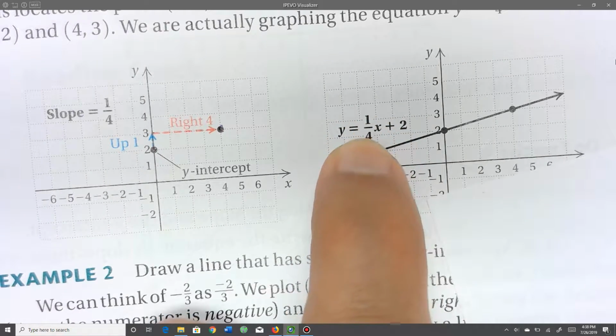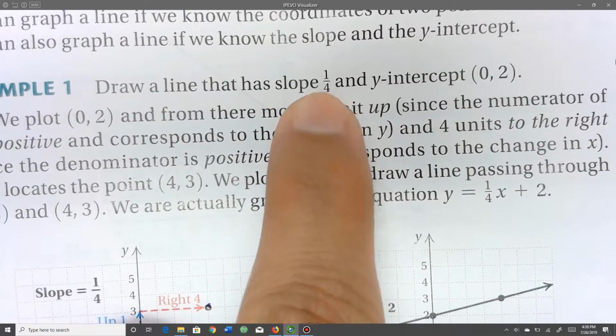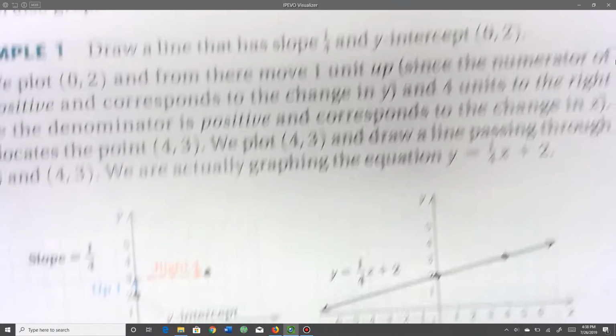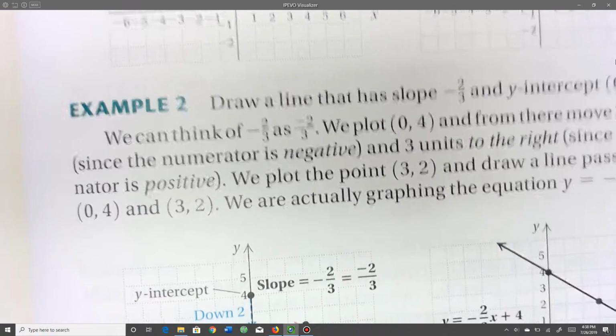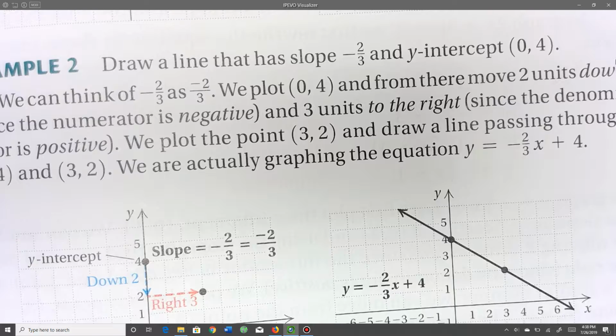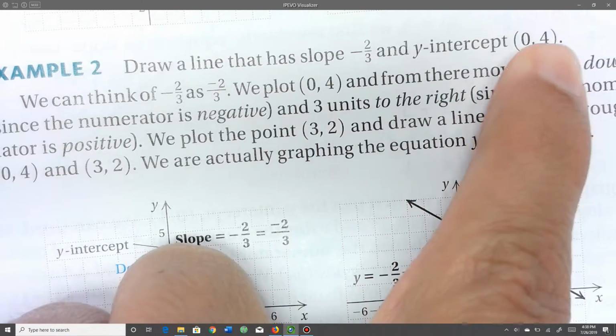Your slope is 1/4, and your y-intercept is 2, which is the information they gave us. Slope 1/4, intercept (0, 2). Okay. All right, so moving on to the next one. Draw a line that has a slope of -2/3, y-intercept (0, 4).